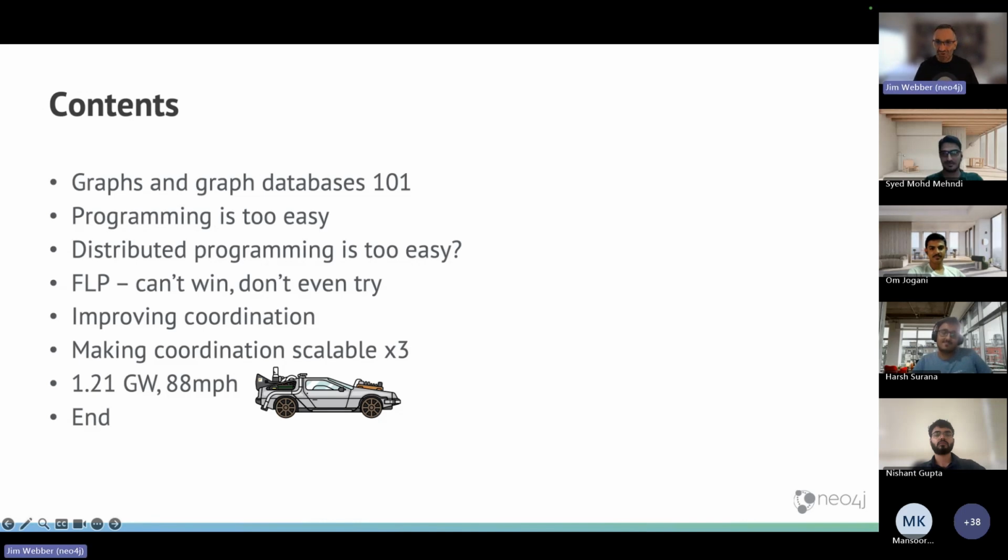And then as we work through some of these protocols and approaches, I hope to be able to show you a way that we can both improve coordination for consensus algorithms and make coordination at the heart of consensus algorithms a lot more scalable, before looking at some of the things that we might do in the future. Then we'll end and I'll take questions.